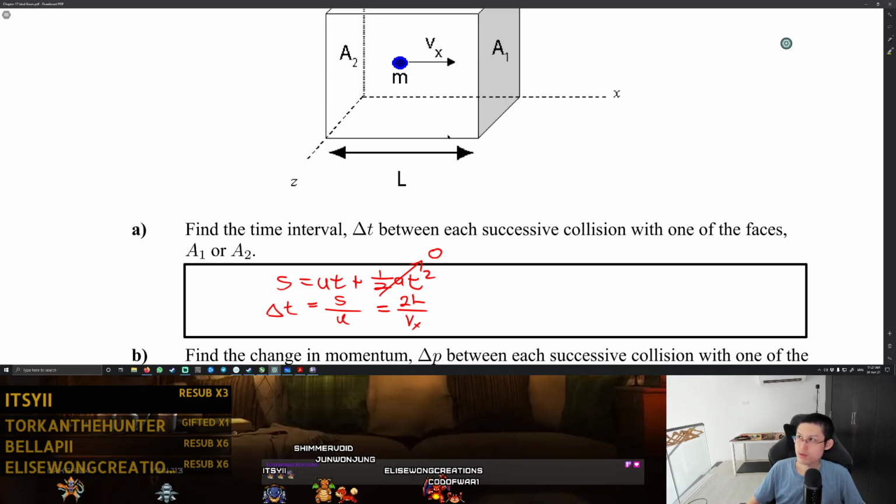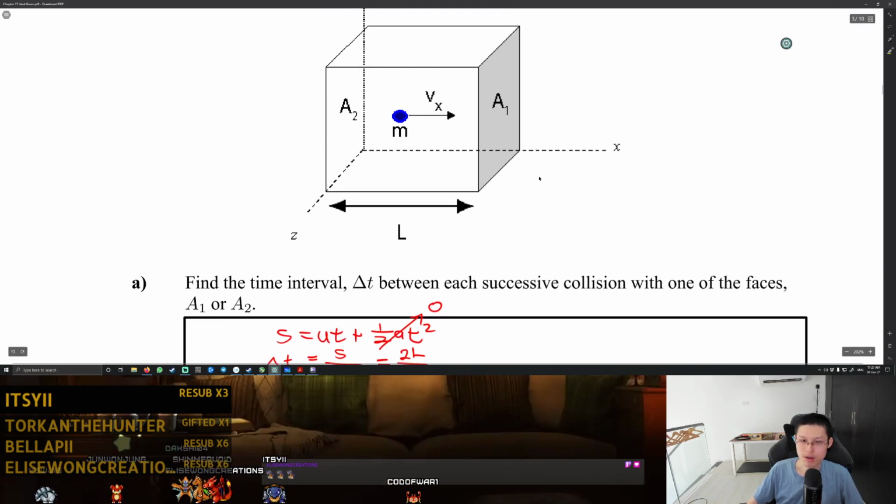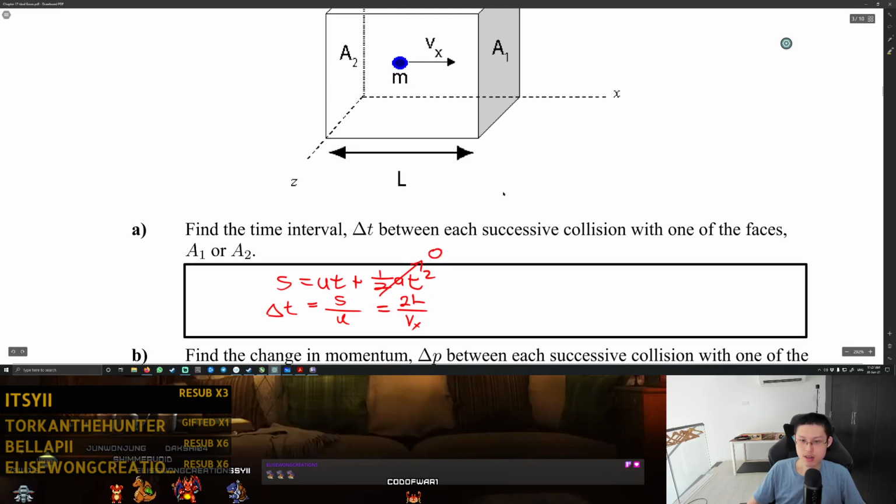Should I explain it this way? Yeah, I think that's fine. Oh, German MP, thanks for the follow. Welcome. You know what? Maybe I'll try to explain it in terms of the displacement, because technically S here refers to the displacement rather than the total distance. So let's try to be consistent.